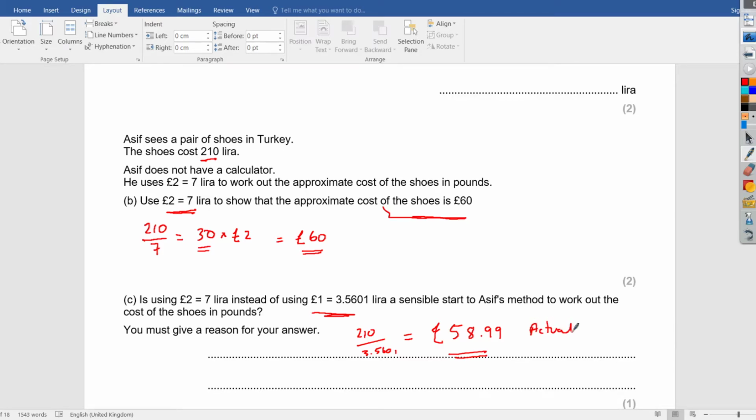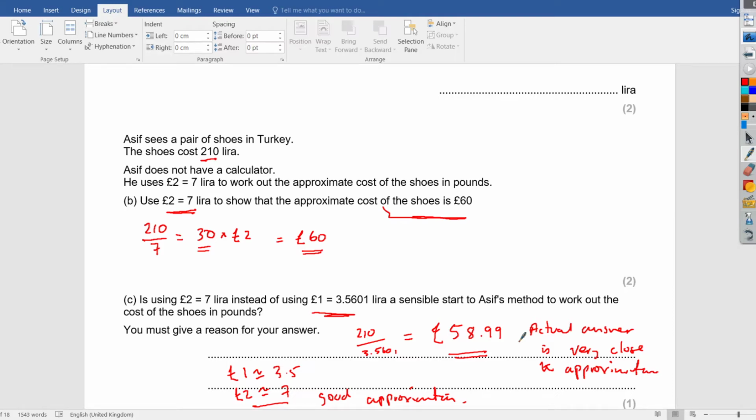The actual answer is very close to the approximation. You could also say that £1 is approximately 3.5 lira, and £2 will be approximately 7. So good approximation. Any of those lines is only worth 1 mark. Any of those lines will be reasonable.